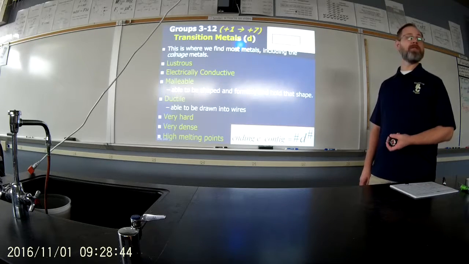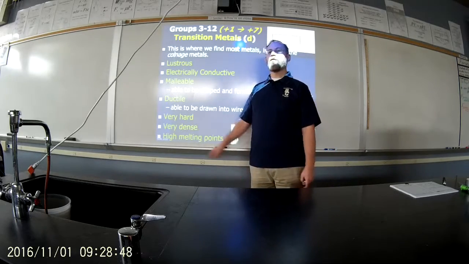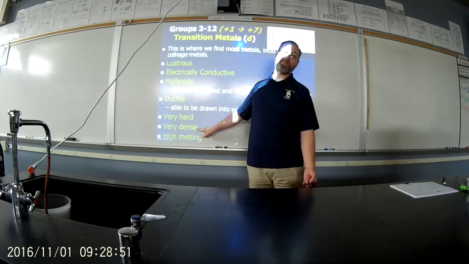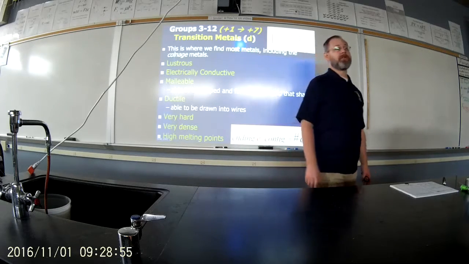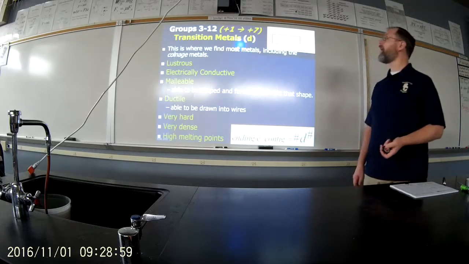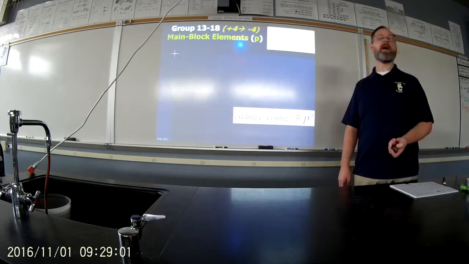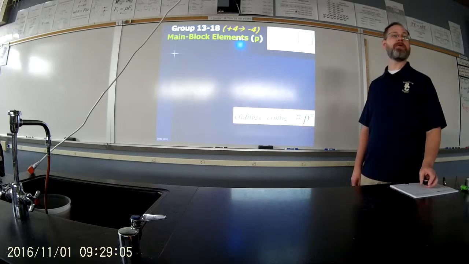All right, so this is where we have the element iridium, one of the hardest elements on the planet, where we have osmium, the densest element on the planet, and where we have tungsten, the highest melting point that we can use. Okay, so after the transition metals, we have what are called the main group, or the main block elements, group 13 through 18.